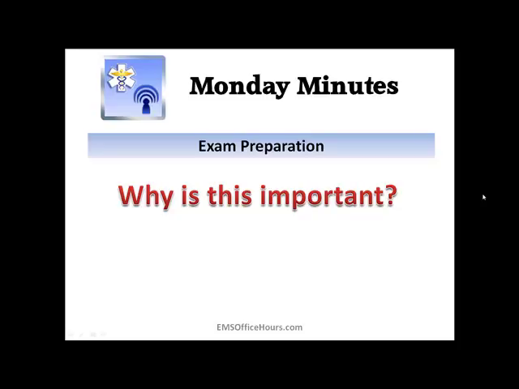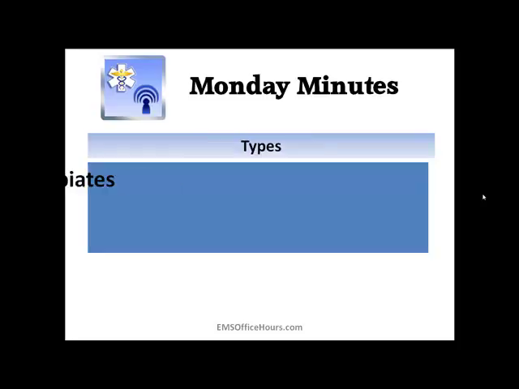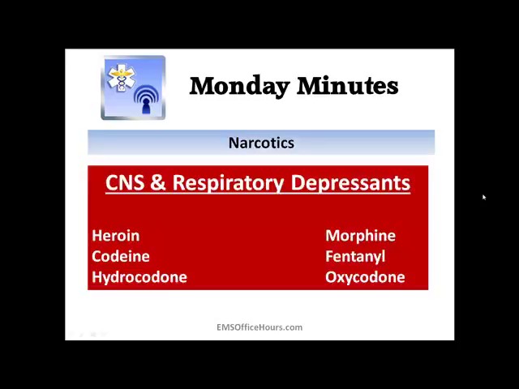Okay, so let's talk about today's types. And today we're going to be kind of a quick presentation talking about narcotics and opiates. Right, we see these a lot in the field. Things like heroin, morphine, fentanyl, codeine, oxycodone, hydrocodone. These are some common things that you'll see out in the field.